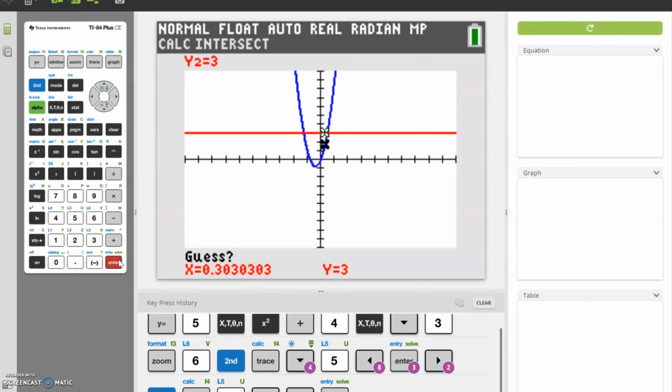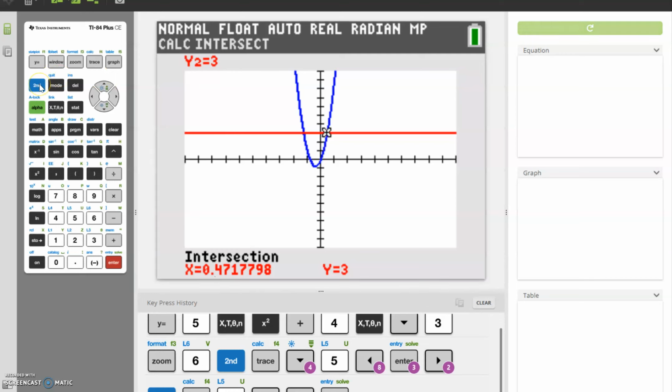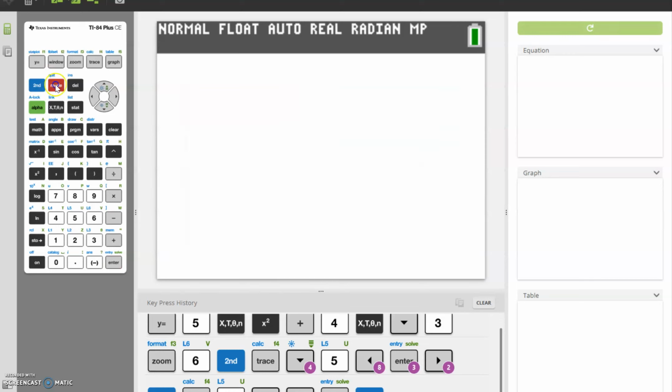Now it's asking me, do you want me to guess where this intersection point is? And you're like, yes, please. So we're going to hit enter again. Here's my intersection. It's going to be at 0.471778. Again, I've mentioned that these are approximations. The solutions that you had uncovered in the previous video were exact solutions. So I want to take a moment to discuss that before we look at the other approach. I'm going to go back to the home screen and clear all of this out.